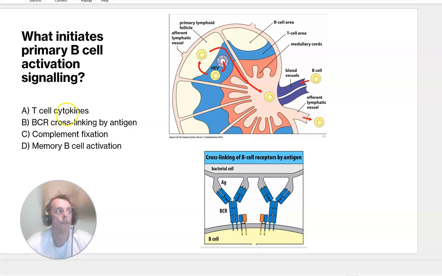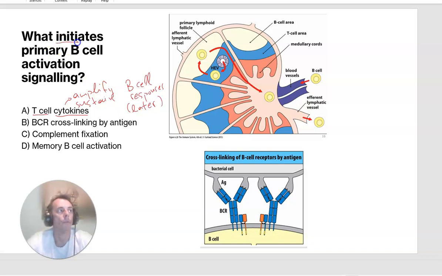Okay, so could it be A, T cell cytokines? Well, these cytokines help amplify and sustain B cell responses later, but don't initiate the activation. They amplify and sustain B cell responses later though. Look, we're looking for what initiates primary B cell activation signaling.